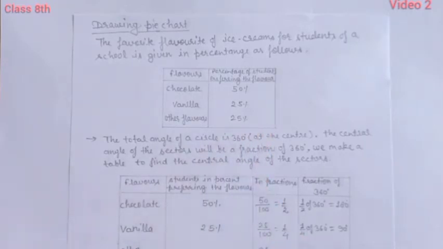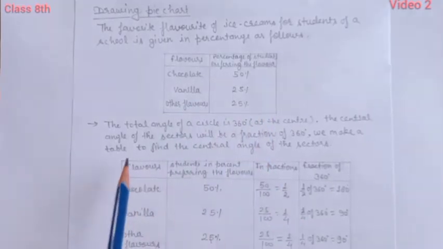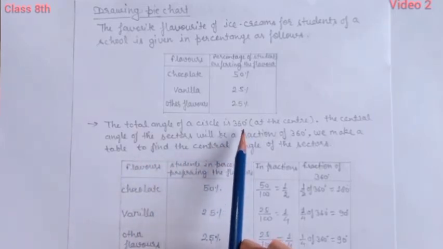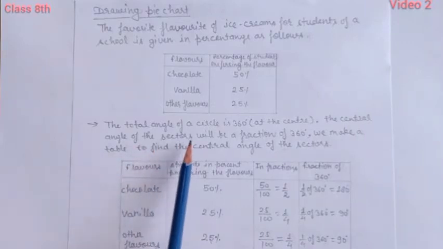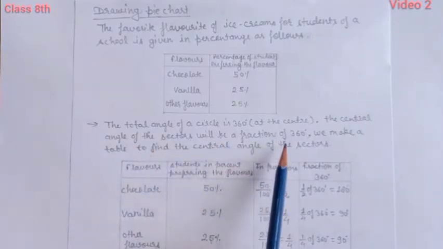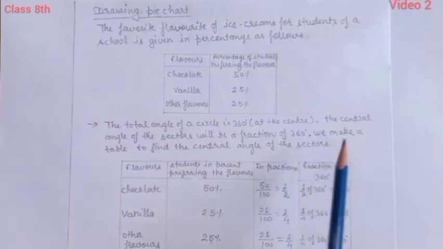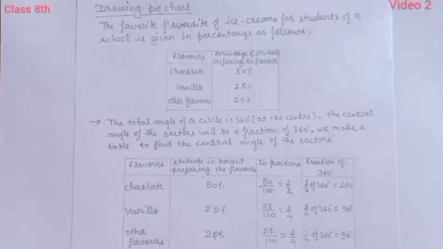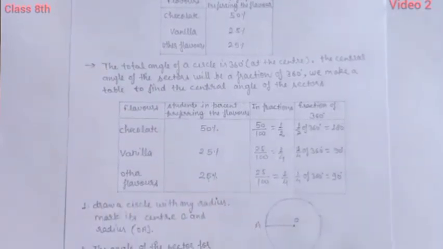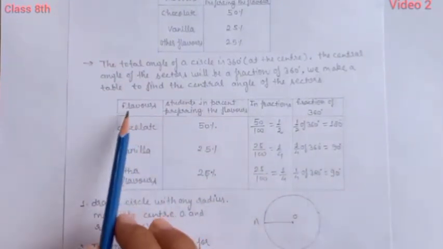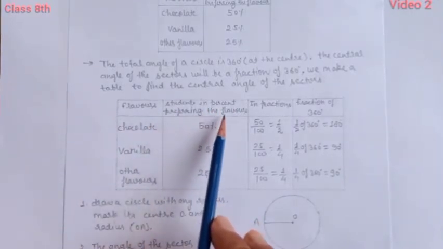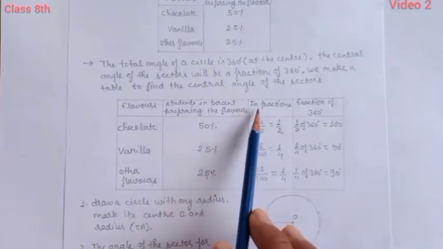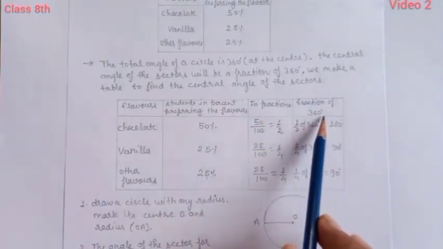So students, as you know, the total angle of a circle at the center is 360 degrees. The central angle of the sectors will be a fraction of 360 degrees. We make a table to find the central angle of a sector. Here you can see a table: the first column is flavor, the second is students in percentage preferring the flavors, the third is fractions, and the fourth is fraction of 360 degrees.